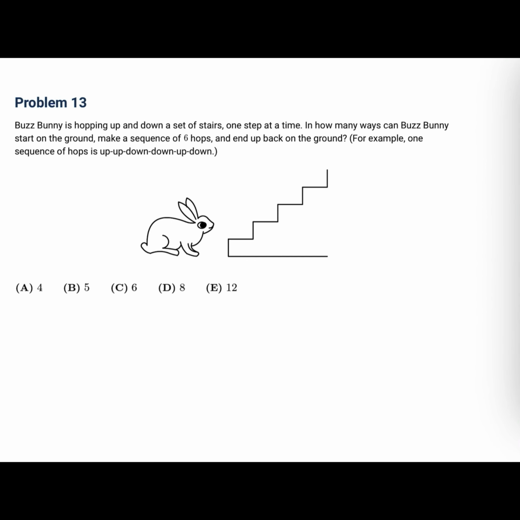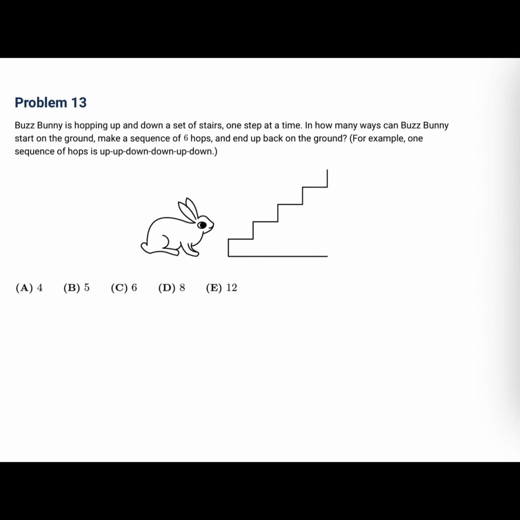Problem 13. Buzz Bunny is hopping up and down a set of stairs, one step at a time. In how many ways can Buzz Bunny start on the ground, make a sequence of 6 hops, and end up back on the ground? And they give you an example. One sequence of hops would be up, up, down, down, up, down.